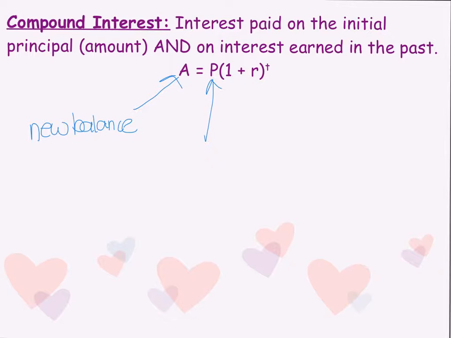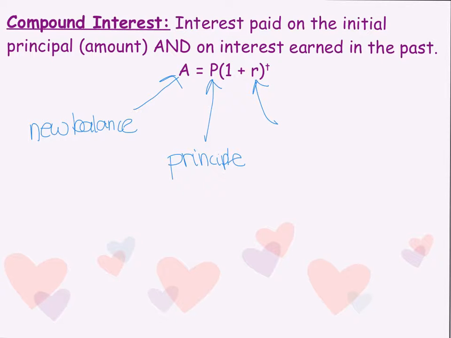Just like yesterday, our P is still going to stand for our principal. And I just realized I spelled principal wrong up at the top there in the definition. That is the wrong way to spell principal in this case, but that's okay. So that's how much money we start with, how much money we're borrowing, how much money we're putting into a savings account. It's the amount of money that we're dealing with.